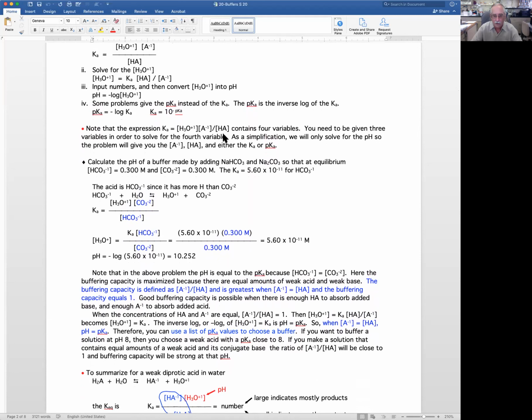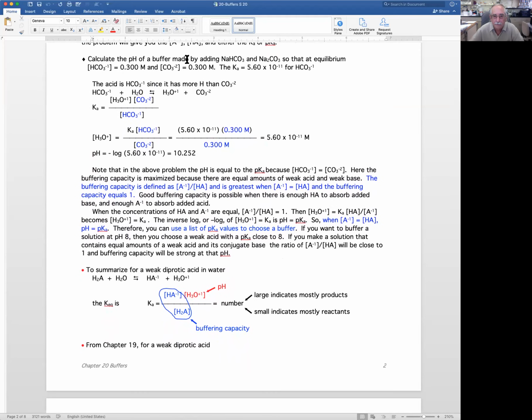So there are other problems that we could ask, but I'm not going to do that. I'm simply going to ask for the pH. That means that you're only going to have to be able to solve for the hydronium ion concentration. So let's do a problem.